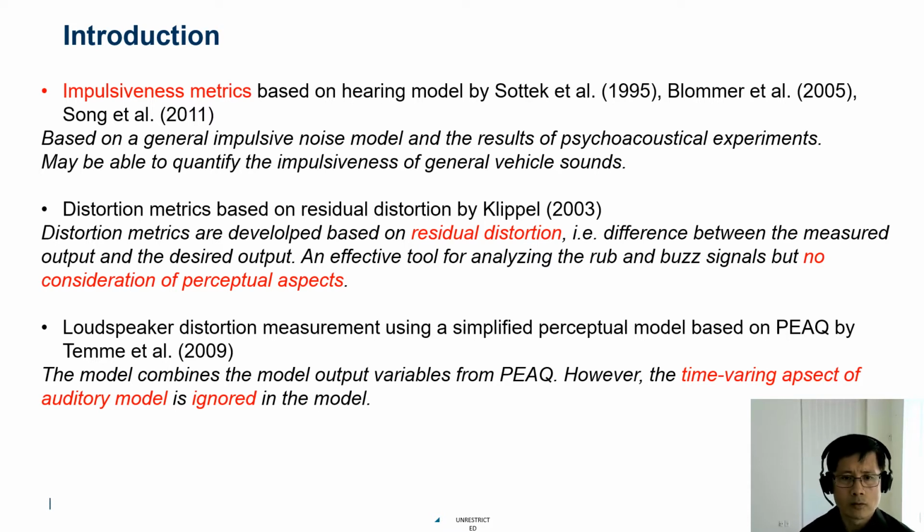Another piece of research, the second one, Klippel has suggested to use a residual distortion, which is the difference between the measured output and the desired output. And it's a quite effective way. That's what the ultimate goal is actually, to compare the ideal signal versus the actual signal. However, this does not take into account the perceptual aspects, for example, like a hearing threshold or the loudness.